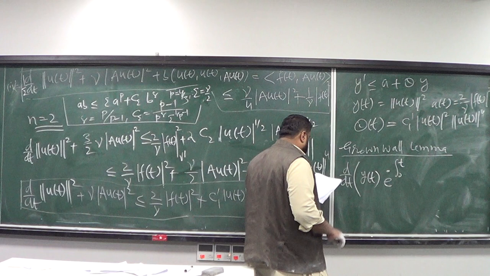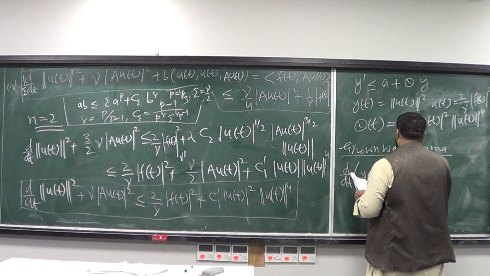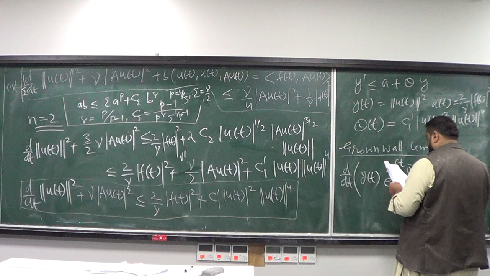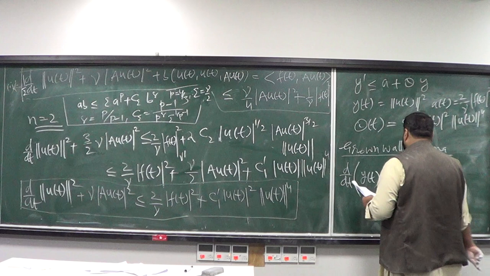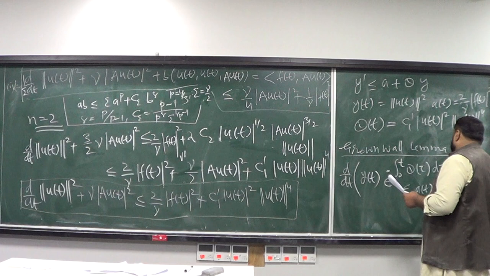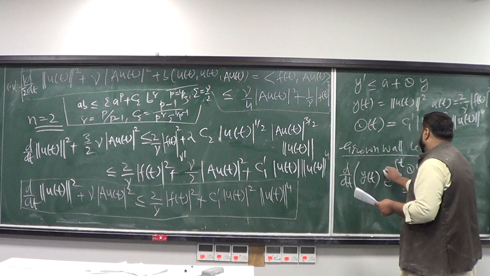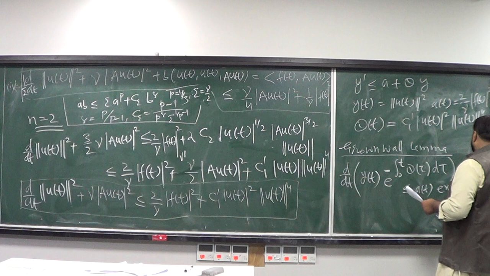So y of t, exponential of 0 to t, theta of tau d tau, is less than or equal to a of t, less than or equal to, if this is true, a of t and exponential of minus 0 to t, so I have also minus here, theta of tau d tau.